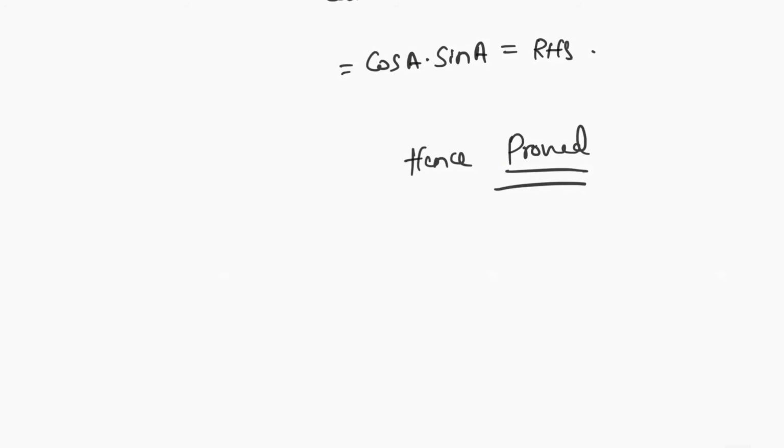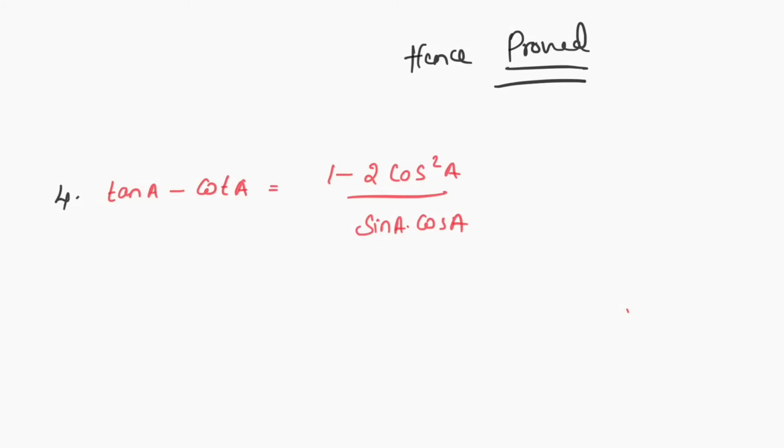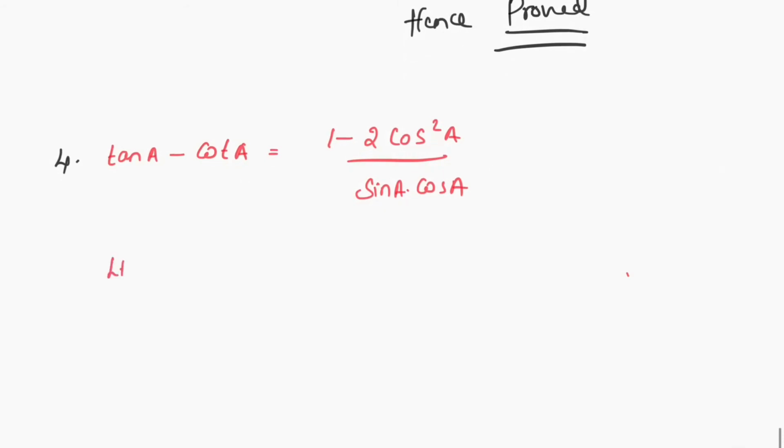Now coming to the fourth question. Tan A minus cot A equal to (1 minus 2 cos square A) by (sin A cos A). Again you can see that tan and cot are there, you need a result in form of cos square A by sin A cos A, sin and cos. So let us apply the same thing. Let me take the LHS itself. Tan A minus cot A equal to, what will you get? You get it as sin A by cos A minus cos A by sin A.